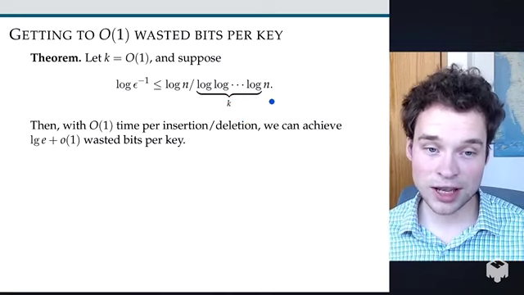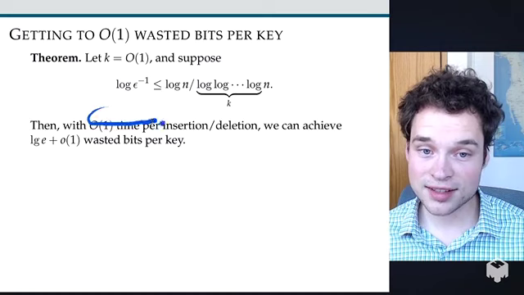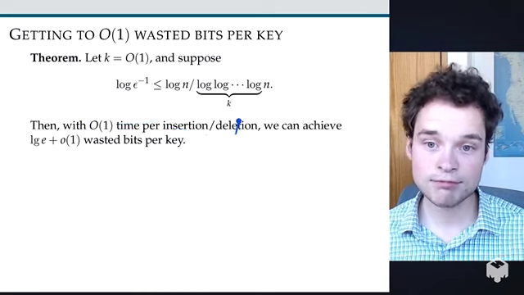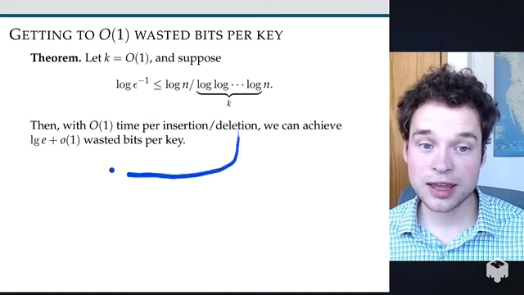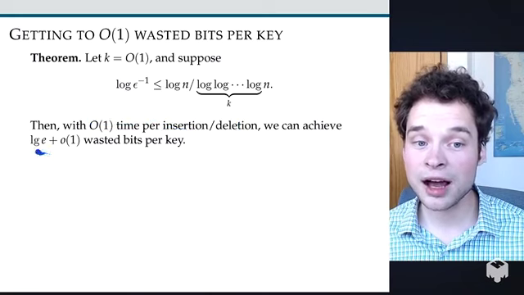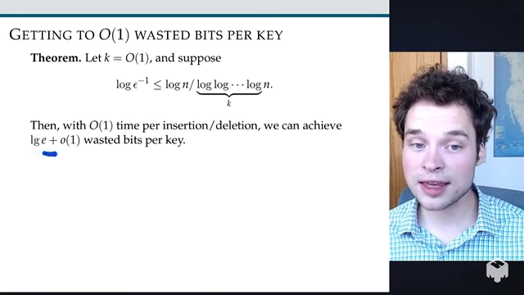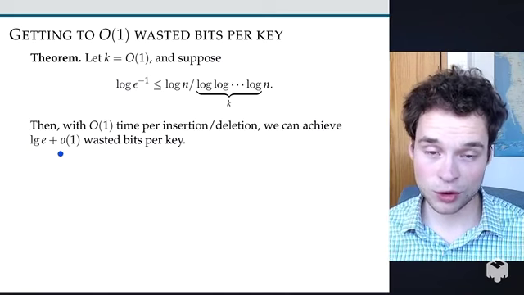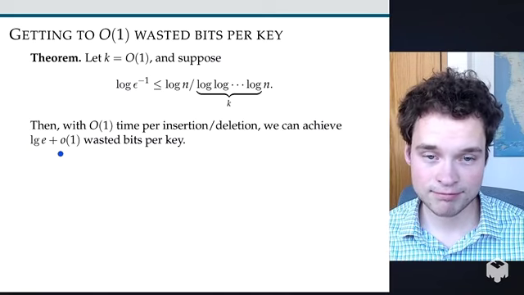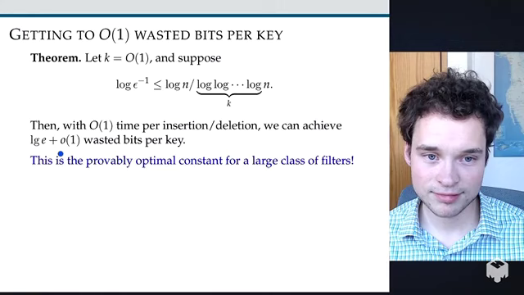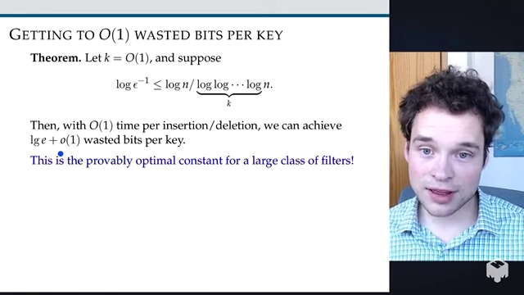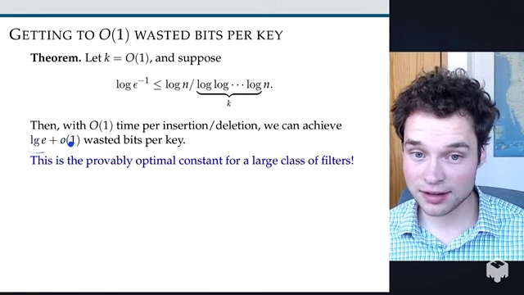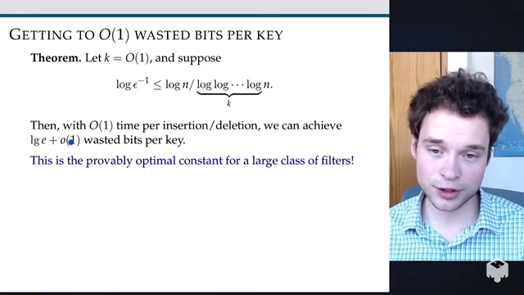Then it turns out we can actually get constant insertion and deletion time, constant query time, and we can achieve a wasted bits per key of log base 2 of e plus little o of 1. So we actually get down to order 1 wasted bits per key. And it's worth noting that this is actually the optimal constant, at least for a large class of filters.